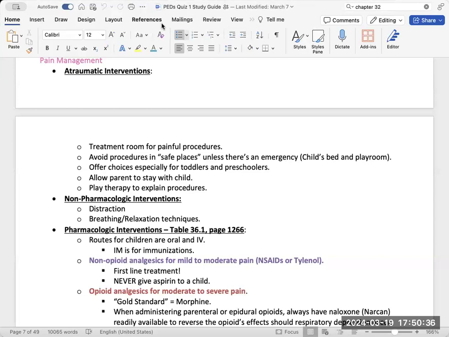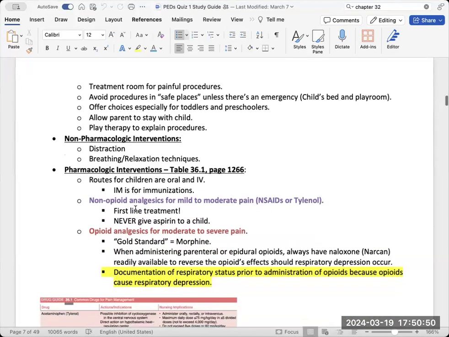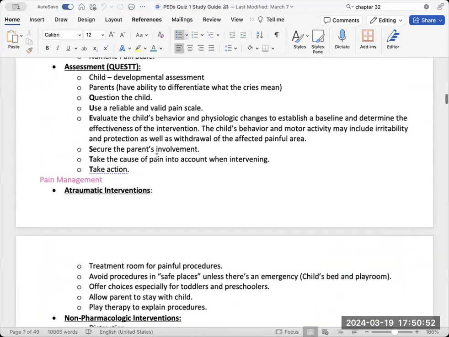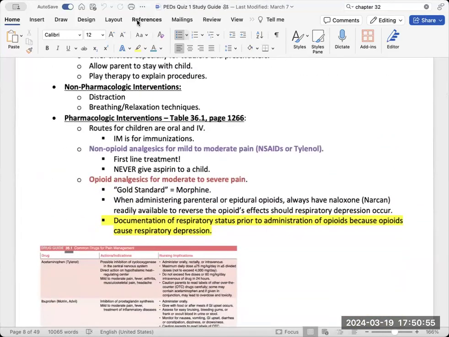We want to offer choices. Like I said, they're especially important for those toddlers and preschoolers. We want to always allow parents to stay with the child because we said removing children from their parents would be traumatic, right? And we could use play therapy to explain procedures. Non-pharmacological interventions for pain management include distraction, right? So maybe you show a little demonstration and you're playing with a little teddy bear and you're having them play maybe while you do something like get medications, like draw labs or something. Breathing and relaxation techniques are another non-pharmacological intervention.